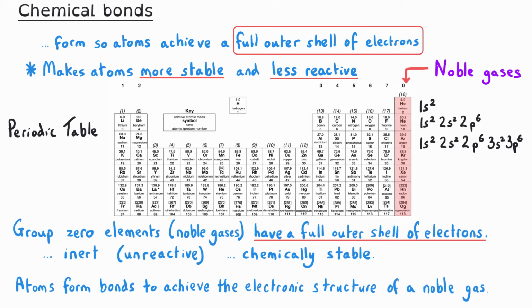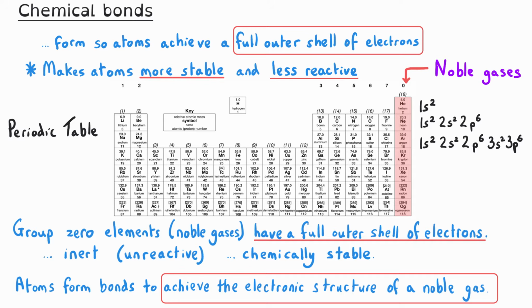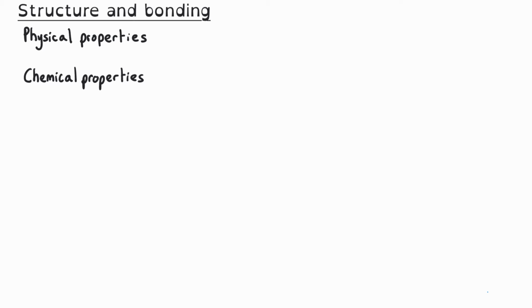The other atoms in the periodic table react and form chemical bonds until they have the same electronic structure as one of the noble gas elements. The physical properties and chemical properties of compounds depend on the way in which compounds are held together by chemical bonds and by intermolecular forces.